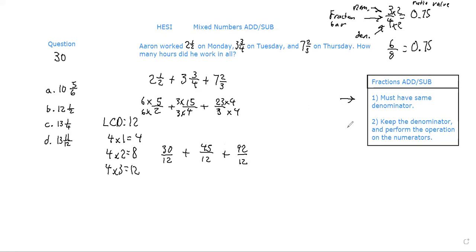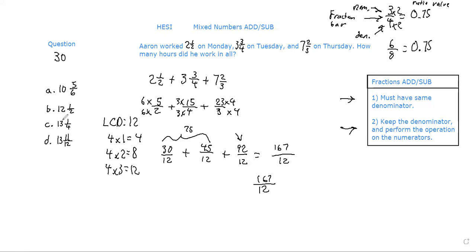We did step 1. Now we're going to go to step 2, which is we're going to keep the denominator of 12 and add the numerators. So we're going to add these 2. We're going to get 30 plus 45, because it says perform the operation. The operation is addition. It's going to give us 75. And now we're going to add that to the remaining one over here, 92, excuse me. And we're going to get 167. All right. So we added all 3. We got 167 over 12.